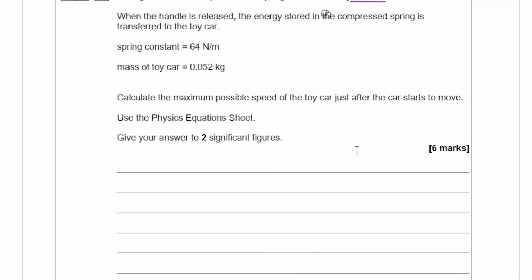It's a 6-mark question, so obviously there's 2 equations that we'll have to use and give you an answer in 2 significant figures. So maximum possible speed, that's going to be with a velocity, and for that I would need to know the kinetic energy. If I can find the elastic potential energy, then the law of conservation of energy says all of the elastic potential energy is converted to kinetic energy. That will be the maximum speed.